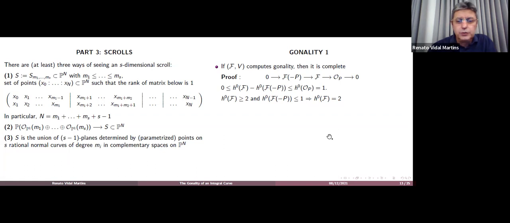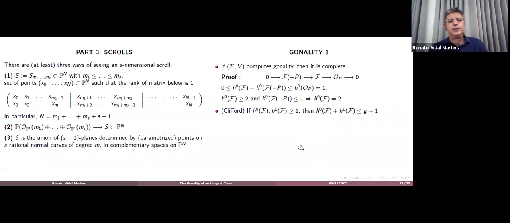Well, I'll skip this part. The second result we need is a version of Clifford inequality for singular curves. If h^0 and h^1 are greater than 1, then the sum does not exceed g plus 1.